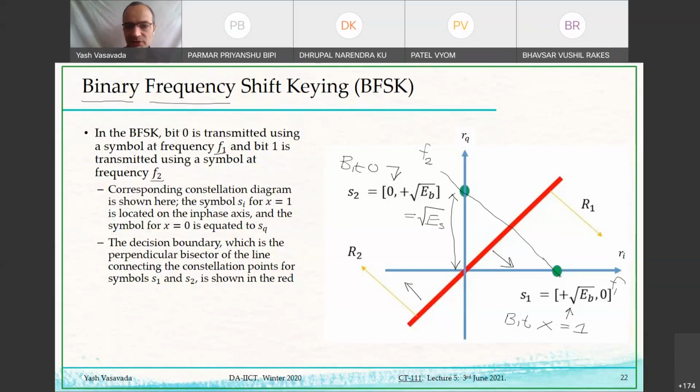You should be able to convince yourself that all the points that are falling in the region R1 of this red line are closer to S1 compared to S2. And similarly, all the points of this plane which are falling on the other side of the red line are closer to S2 compared to S1.